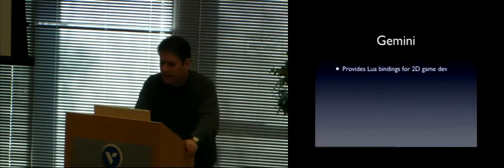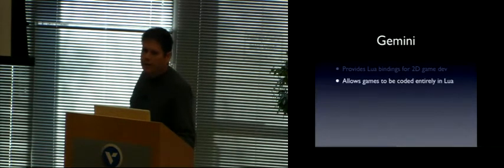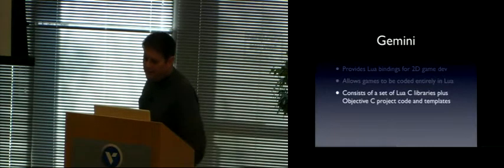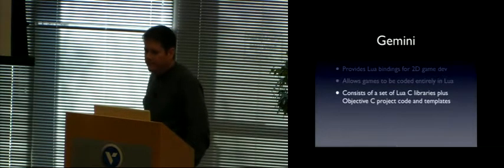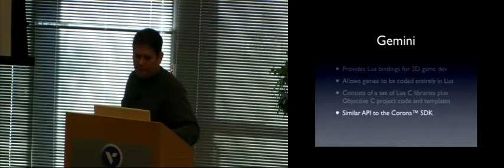Okay, Gemini. Basically, Gemini provides Lua bindings for 2D game development. It allows games to be encoded entirely in Lua or a mixture of Lua and Objective-C. And it basically consists of a set of C libraries and then Objective-C project code and templates to make it easier to just jumpstart right into a project.